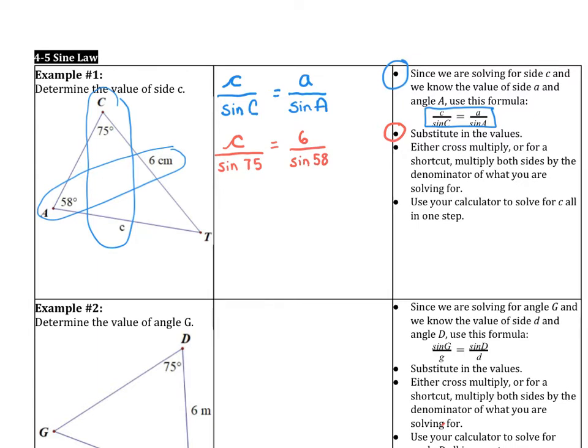Now, what you're going to do is cross multiply. Now, just watch what I'm doing first. Don't write this down yet. Just watch what I'm doing first. When you cross multiply, you're taking this top and multiplying it with this bottom. So it's going to be C times sine 58 equals this top being multiplied with this bottom, 6 over sine 75.